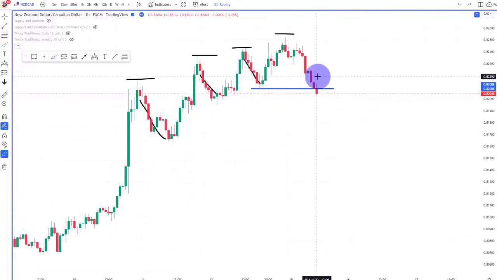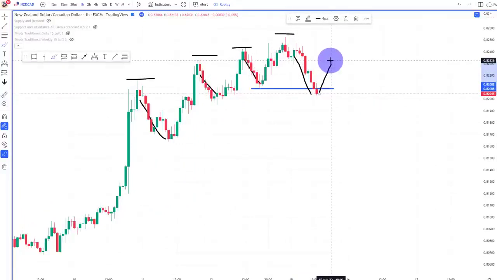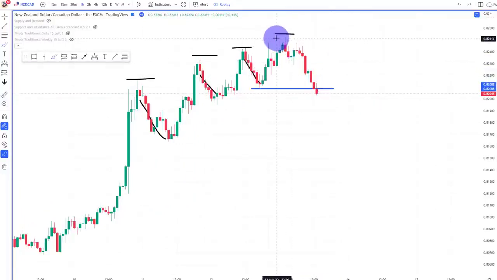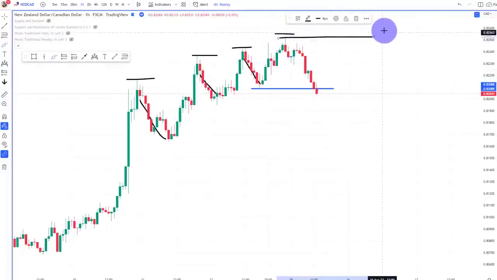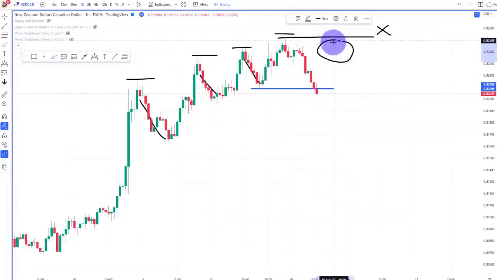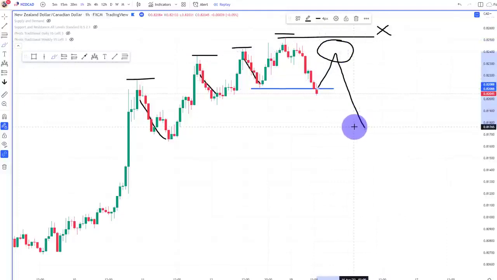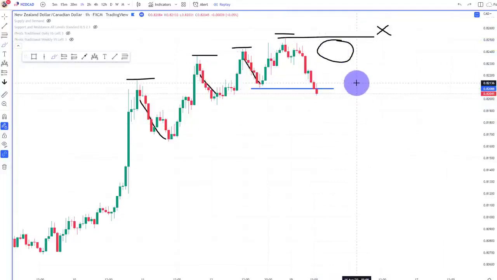And what will often happen now is that after such a move, you will see a pullback. And the pullback should be below the last high. You don't want to see this high taken out. And you would like to see the market make a move somewhere here and then move lower. And this is where you find the trades.